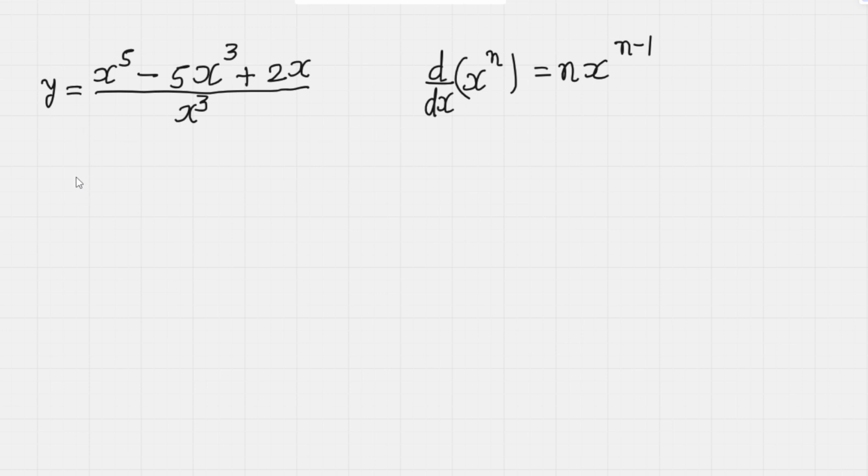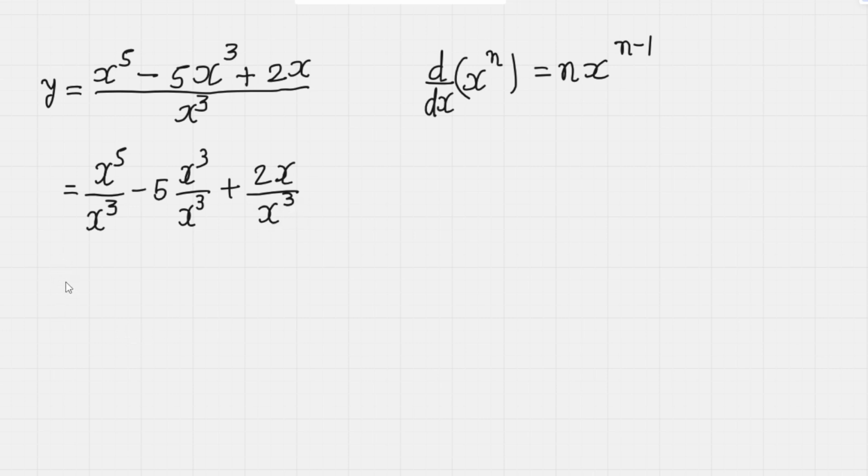So first let us rewrite this function. We will write the denominator separately for each term. So x raised to 5 divided by x cube, minus 5x cube divided by x cube, plus 2x divided by x cube.